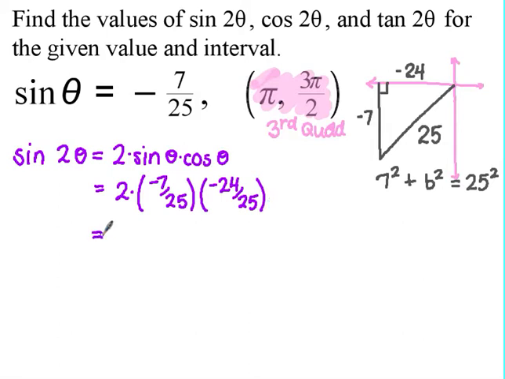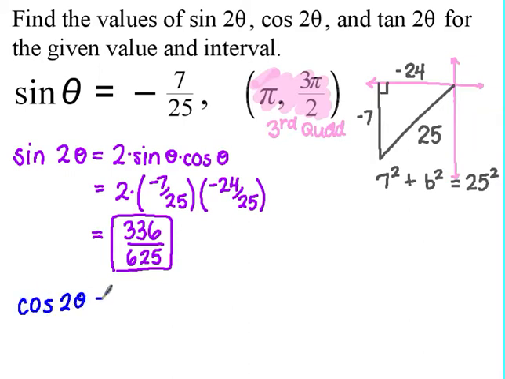So I need to take 2 times negative 7 times negative 24. And when I do that, what do I get? 336. So I get 336 divided by 625. That's what 25 times 25 is. So that's what sine of 2 theta is. Okay? So far so good? Now I need to find the cosine of 2 theta. With the cosine of 2 theta, I actually have 3 options to use. I'm going to pick one of the 3. Can somebody guess which one and why?